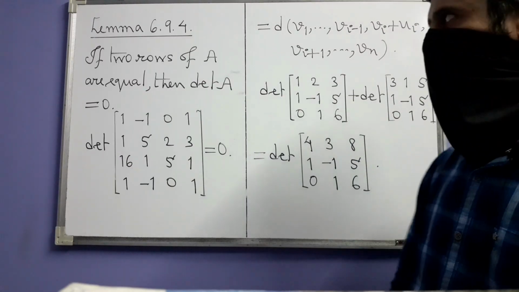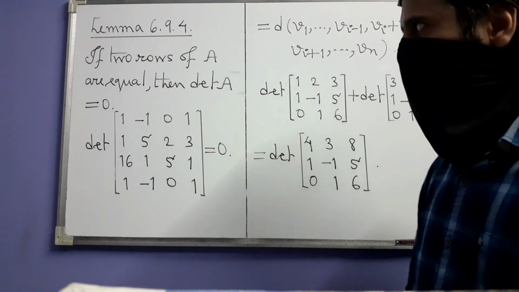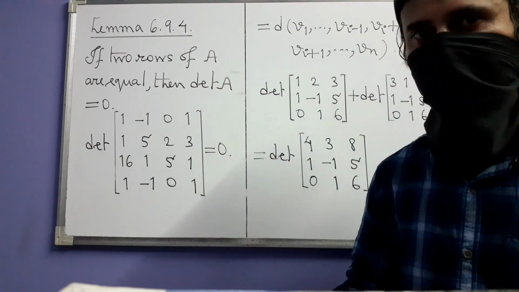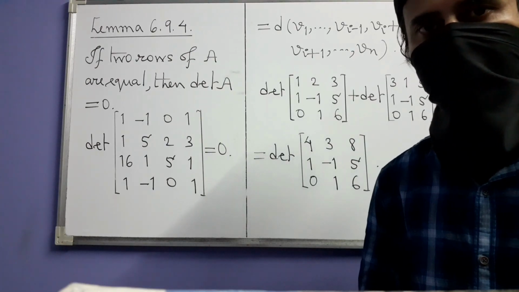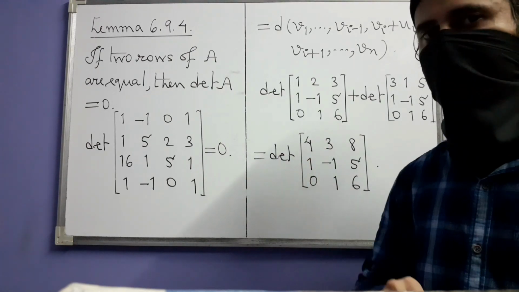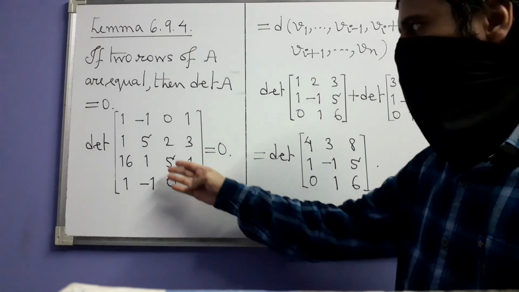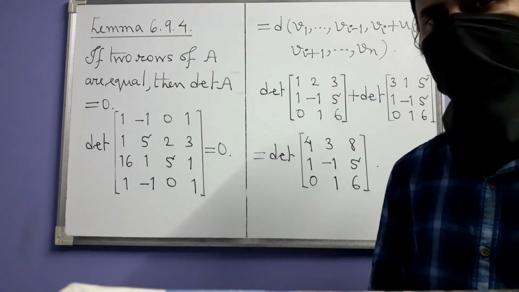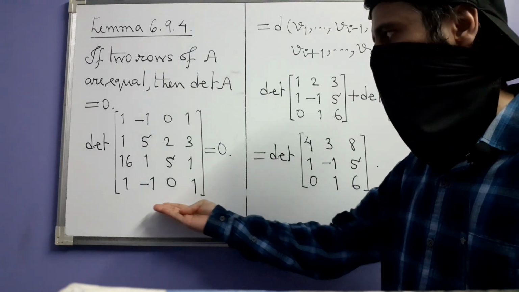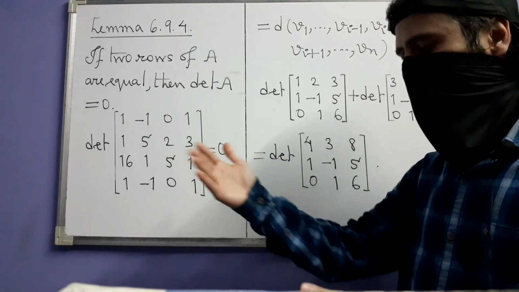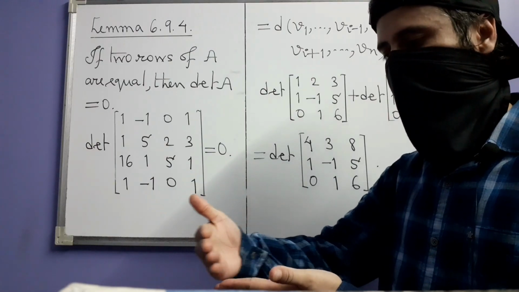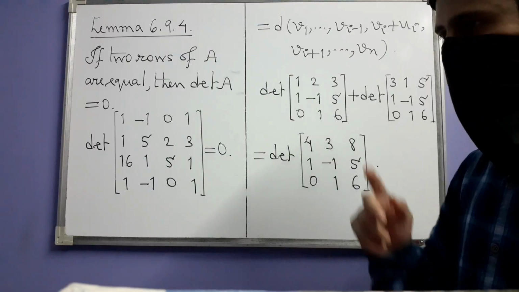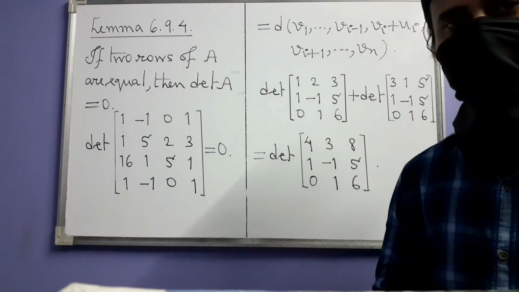The next lemma, lemma 694, is very easy to state. If two rows of your matrix A are equal, then the determinant of A is 0. You do not have to think of anything else here. For example, consider this determinant involving a 4 by 4 matrix. You can understand how complicated it will be to calculate this determinant if we just simply use the definition, write that sum sigma. Just think about it for a moment.